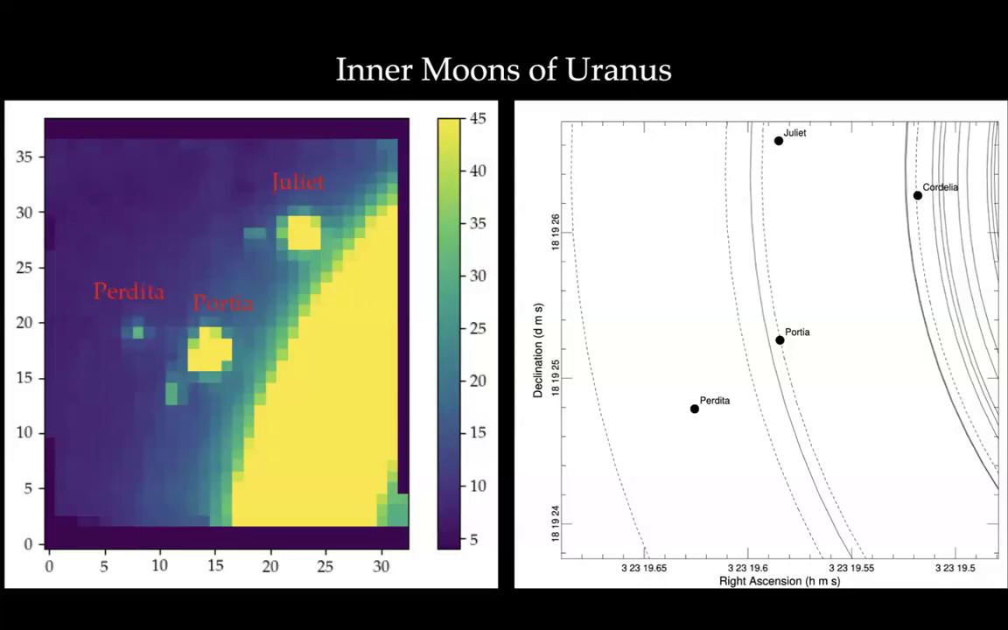You can actually see Portia, Juliet, the small moon Perdita, which I believe is only 13 kilometers across, in the IFU, and you can't really see Cordelia. It's just too small and too blended with the very bright epsilon ring.